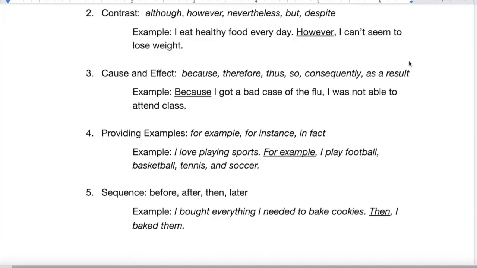If you're using some of the other transition words in the sentence, you might have to structure it differently. You could say, I got a bad case of the flu, period, therefore, comma, I was not able to attend class. Or consequently, I was not able to attend class. You couldn't just plug in consequently in place of because there. But the important idea is understanding the relationship. Okay? Does that make sense?